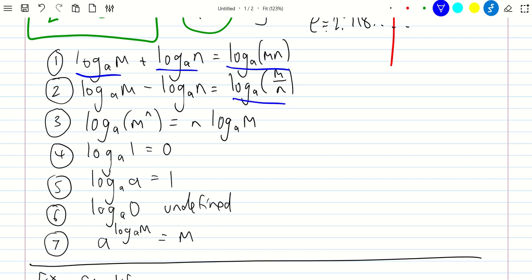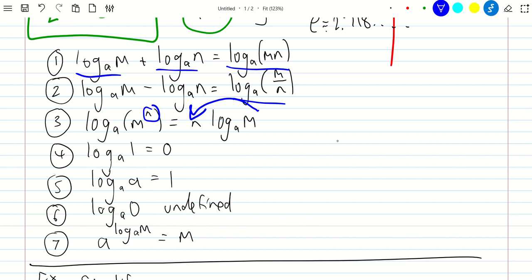If you have log base a of something with a power in it, so we've got n as a power, then you can pull that power out, and it goes down to the front and becomes n. That's a really useful property. Whenever you're stuck doing a log question, often that property will help get you out of jail. So just keep that one in mind.